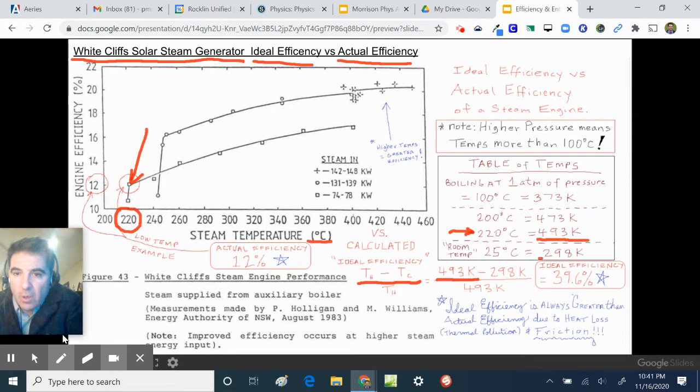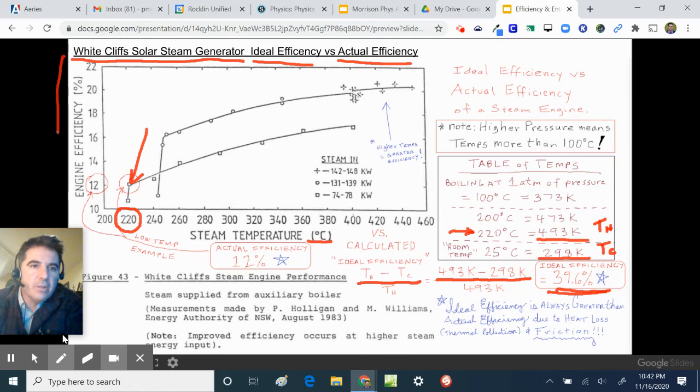So this is my low temperature. This is my TH, because I read it off the graph. That's the point right there. And this is the TC, which is basically almost always going to be just whatever the ambient temperature is. So I put 493 minus 298, and then I divide that by 493, and I get 39.6 percent, that's a lot better than our little Stirling engine, right? But how does that compare to our actual efficiency?